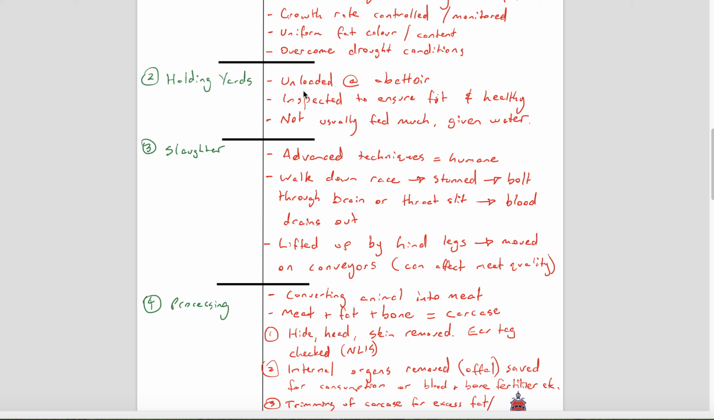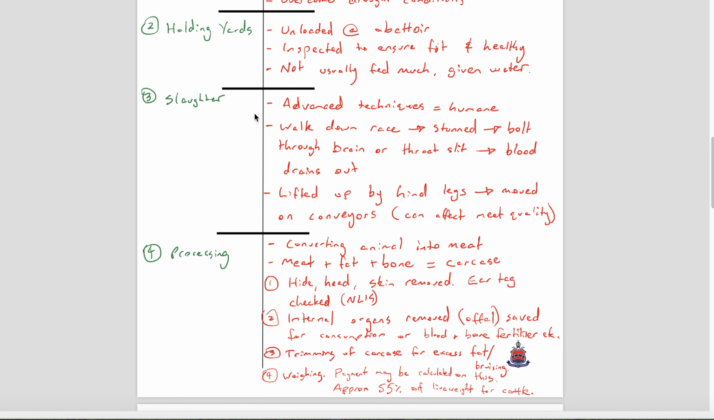Holding yards, on the other hand, once you get to the abattoir, they're kept there for a number of hours or a day maybe before they are actually slaughtered. They're unloaded at the abattoir. They're inspected to ensure that they're fit and healthy and not diseased, because they're not going to be slaughtered and put into the food production system if they're diseased. They're not usually fed much, enough to keep their energy levels up, but they're definitely given a lot of water beforehand.